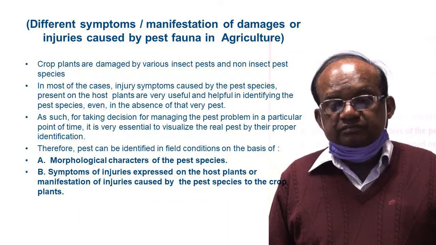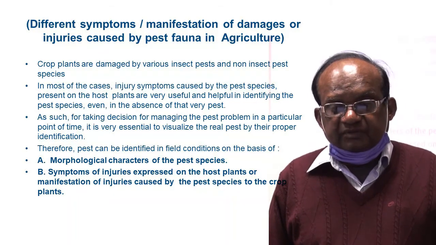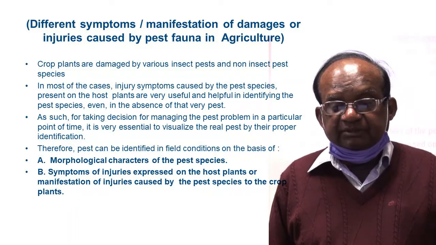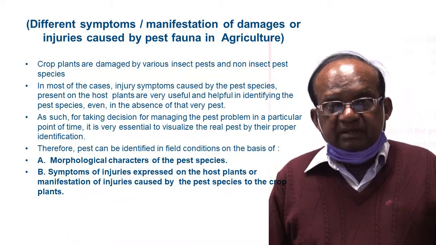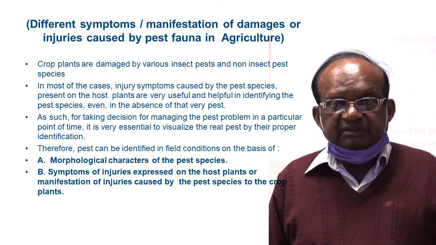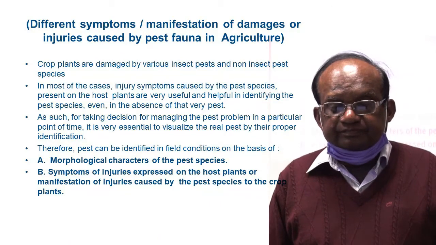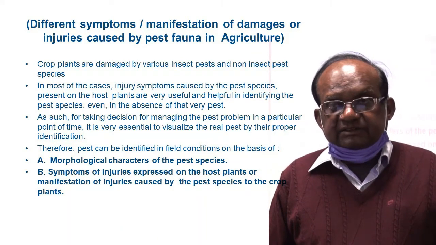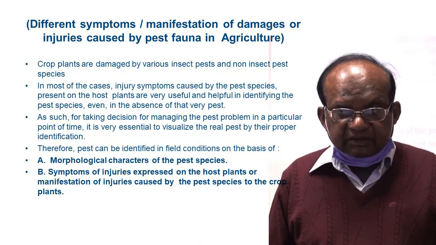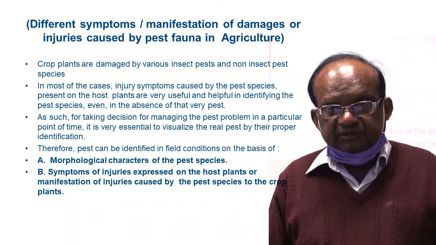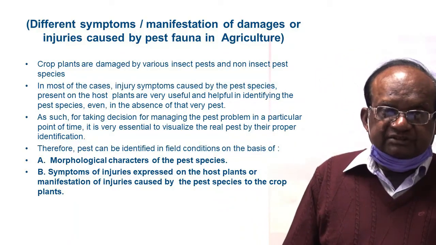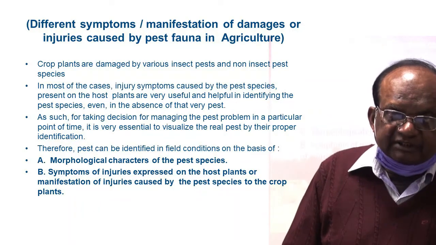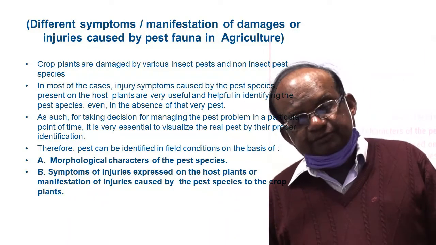So based on the presence of pest, or based on the presence of injury symptoms caused by the pest present on the host plant, you can identify which pest have damaged your crop, which pest are damaging your crop. As such, morphological character of different pest should be known, as well as the damage injury symptoms caused by the pest expressed on the host plant should be known.